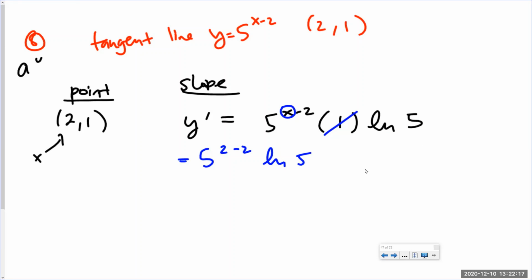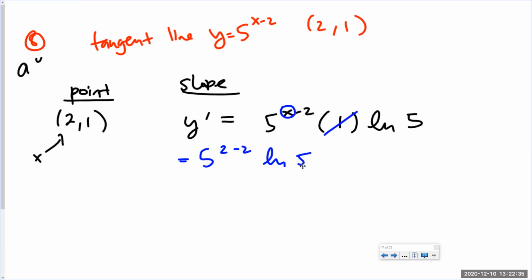Trick question. It already is a number. Everybody good? ln of 5 is a number. Go put it in your calculator. Hit ln 5. It's a number. It's like me asking you, how do I change 2 pi into a number? It's already a number. So you don't have to worry about changing this to anything.